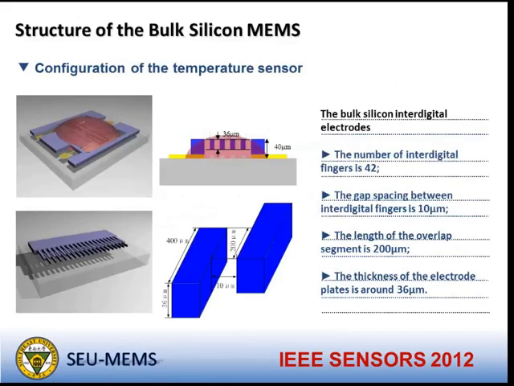Then here is the structure of the temperature sensor. The bonded silicon temperature sensor contains 42 interdigital fingers, and the gap between the two fingers is 10 micrometers. The length of the overlap segment is about 200 micrometers, and the thickness of the electrode plane is around 36 micrometers.